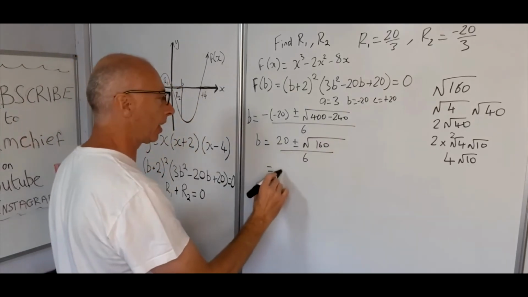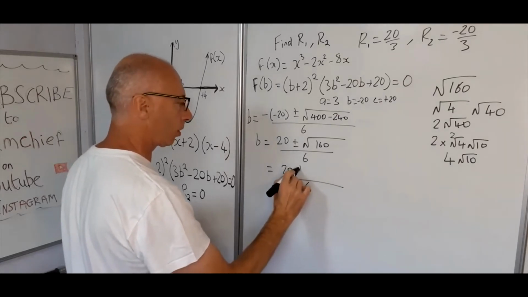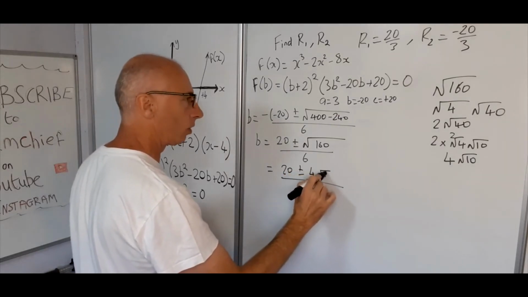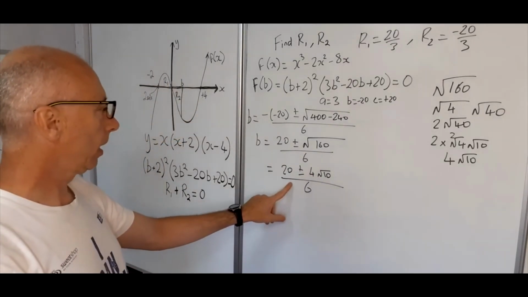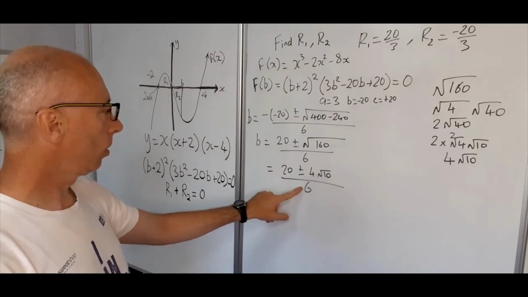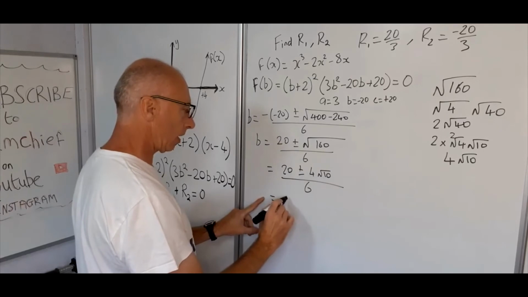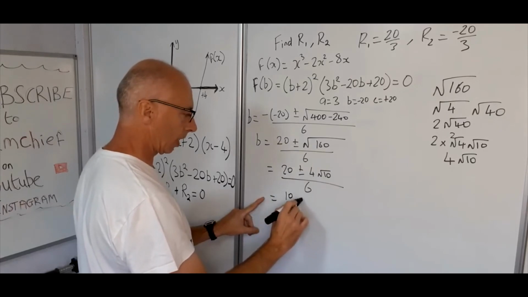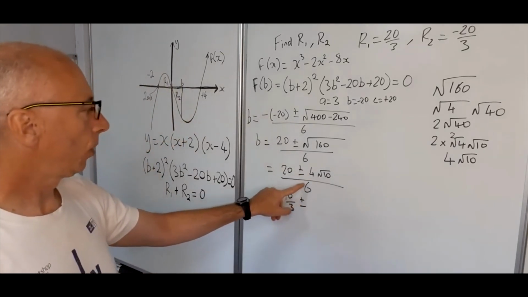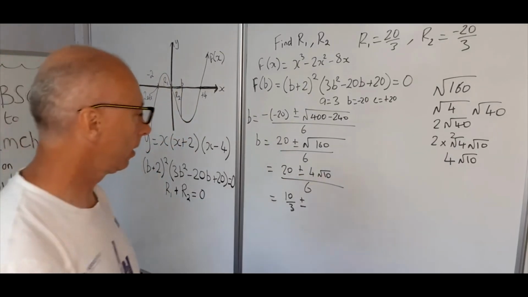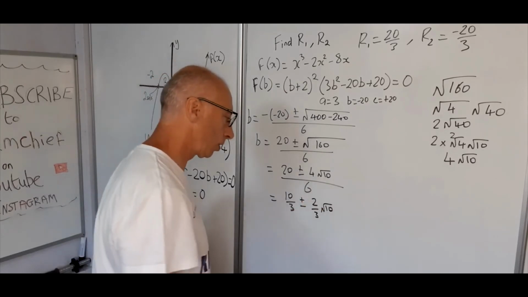So let's just put that in here now. 20 over 6 plus or minus 4 root 10. Okay, so now 20 will divide by 6, that will give us 10 over 3. So that we've taken care of that. And then we'll have plus or minus 4/6 times root 10. So plus or minus 2/3 times root 10.